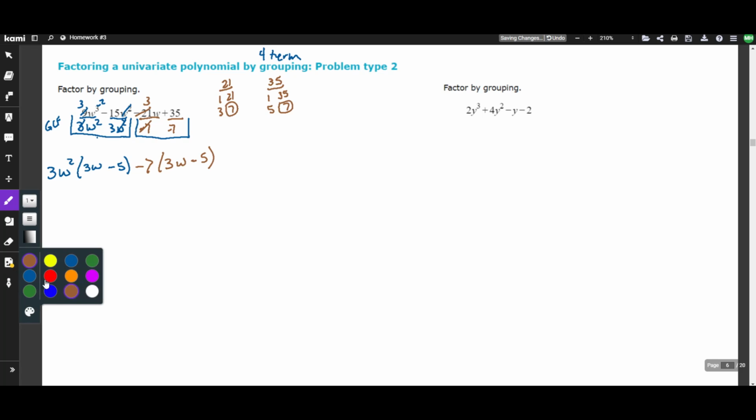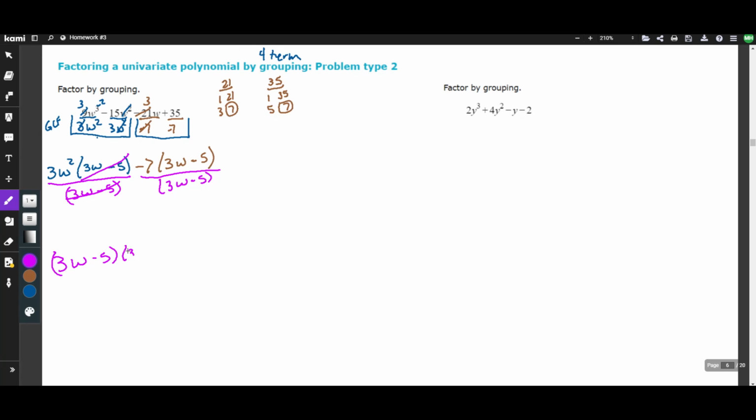Looking at my 2 problems, the 2 terms now, so I went from 4 terms to 2 terms. They have that parenthesis group together. So this is 3W minus 5 is my GCF for this. 3W minus 5. So I'm going to pull that out. Remember, write your GCF. 3W minus 5. And then they cancel out for each fraction. I have a 3W squared, and I have a negative 7. So that is factored using the grouping method.